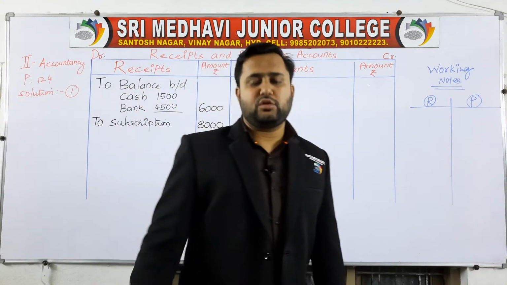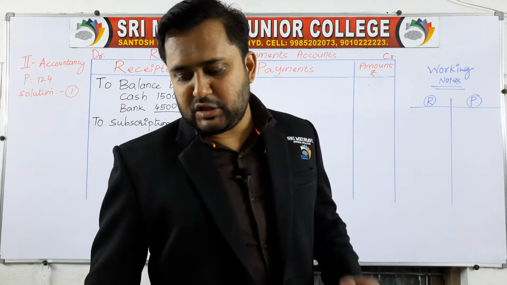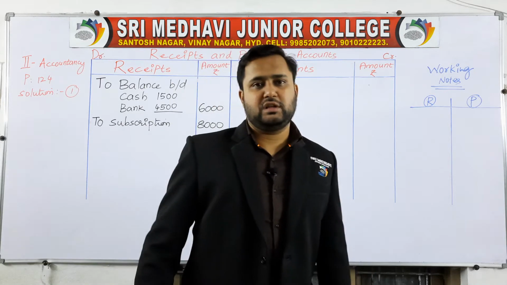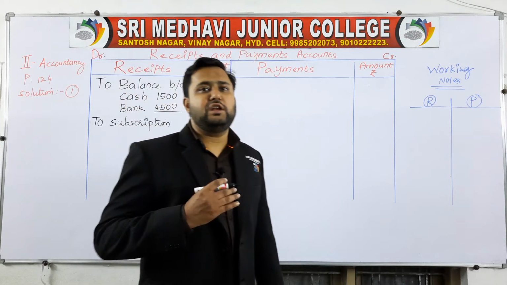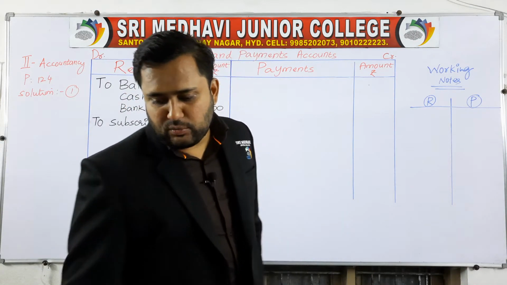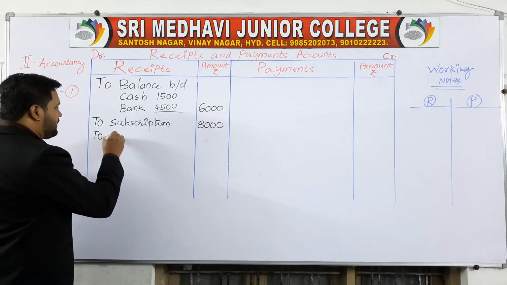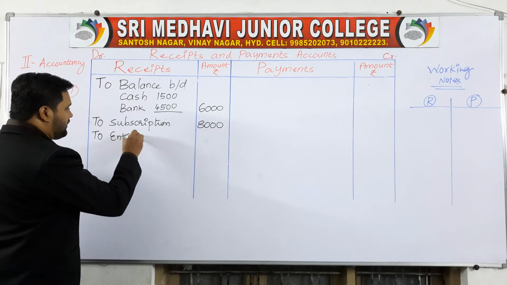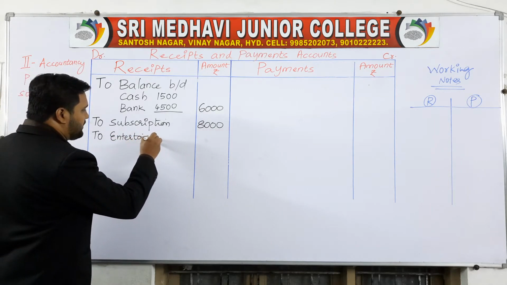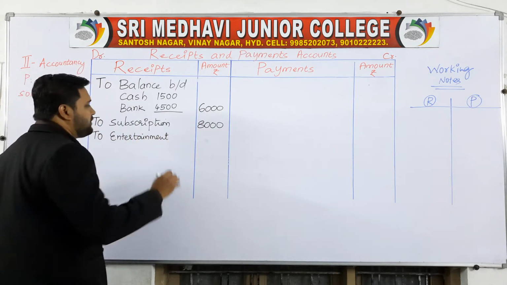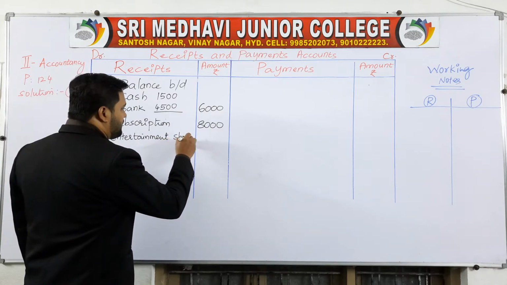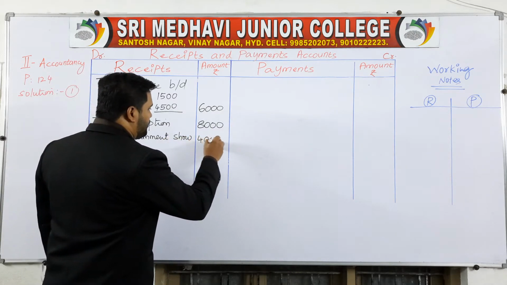Next, it has given in the question that entertainment show receipts 4000. So we are receiving the amount in the name of entertainment show. To entertainment show 4000.